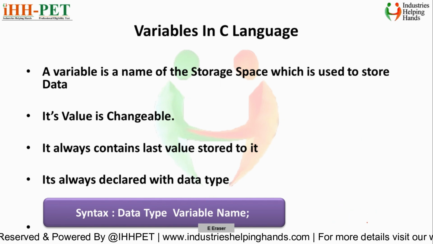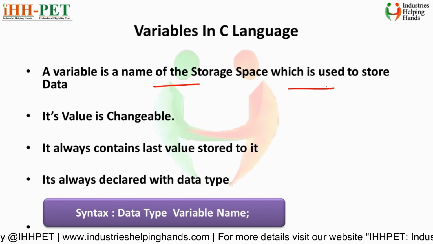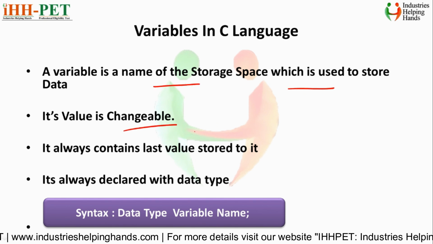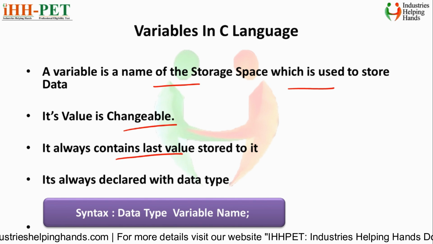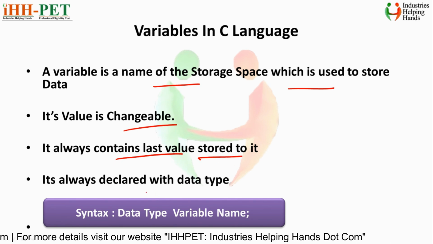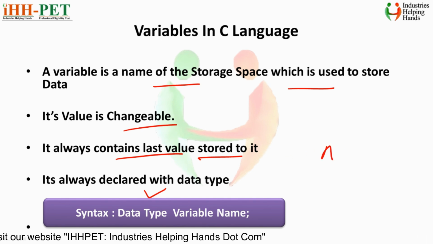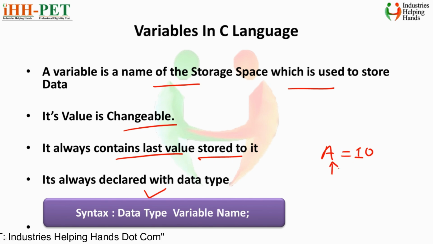So you can see here, a variable is a name of a storage space which is used to store data. The value is changeable and it contains the last value stored to it. It is always declared with a data type. Without a data type you cannot write a variable. Suppose if you write a is equal to 10, that means a is a variable name and 10 is a value.